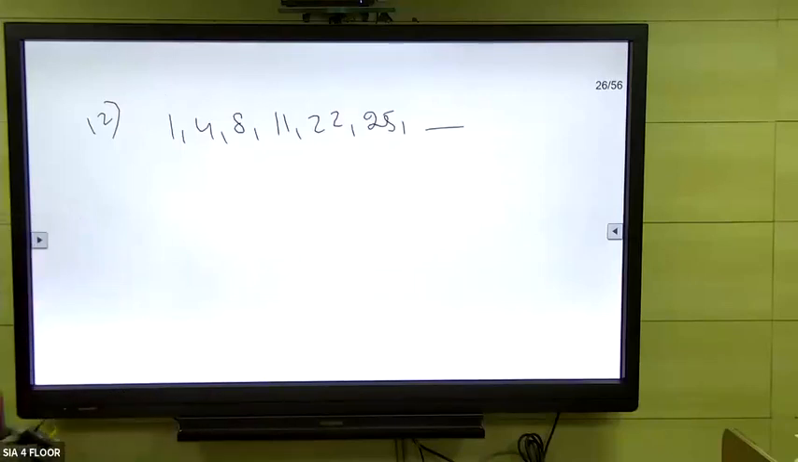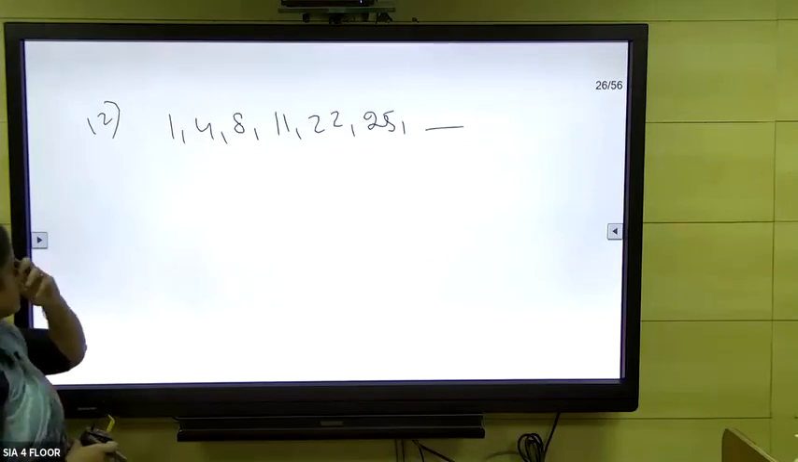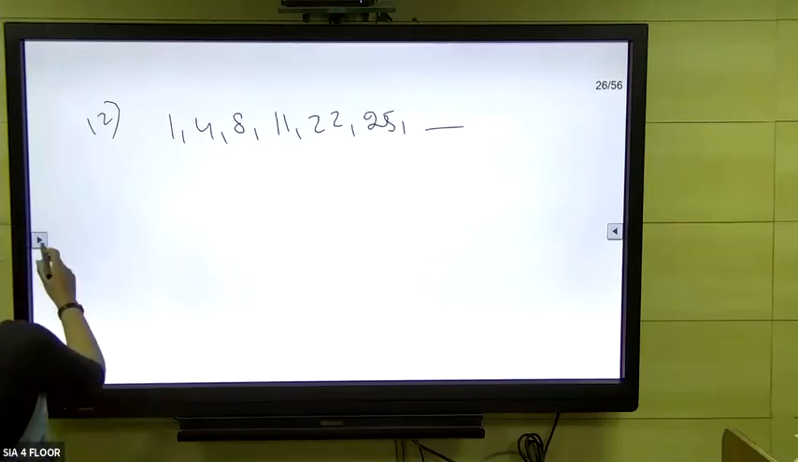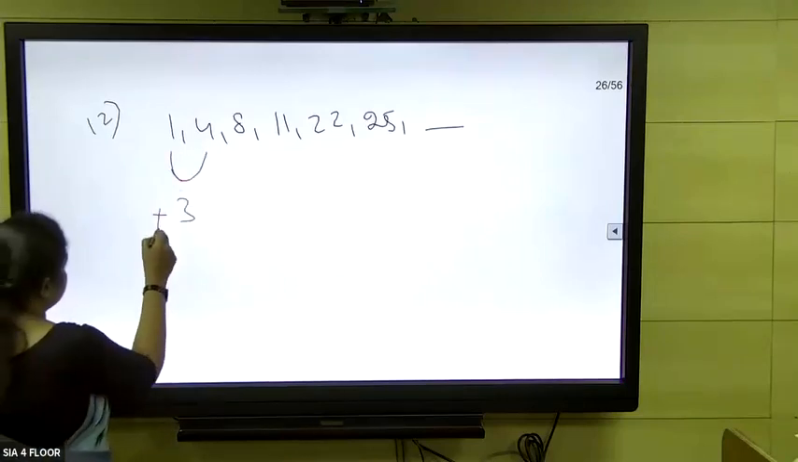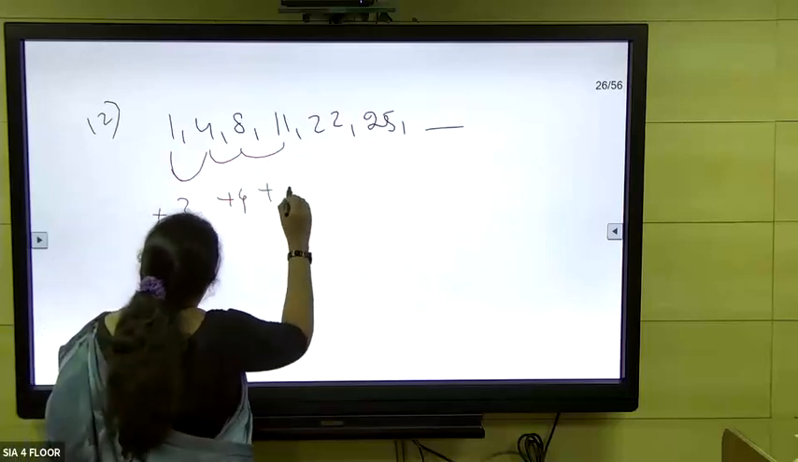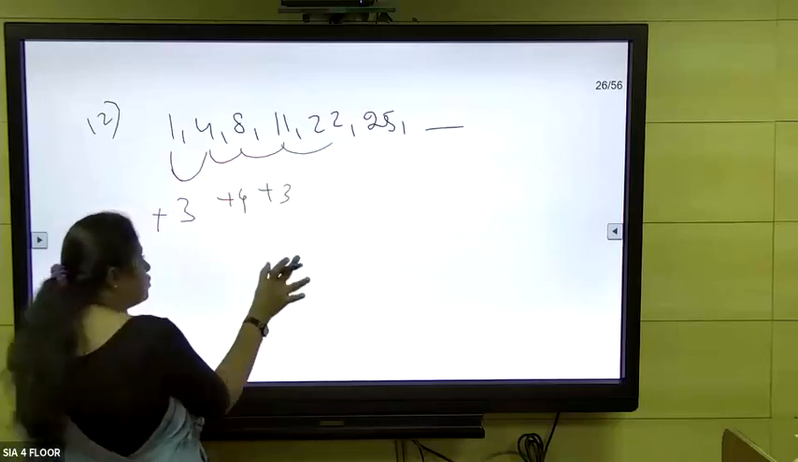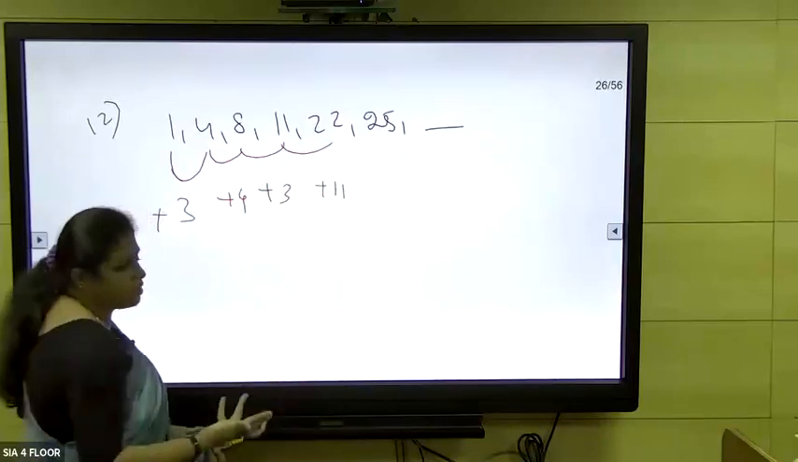Okay, so as I said, it's a very slow increase. But generally what we'll do is take the difference. Here the difference is 3, that's addition of 3. Here it's addition of 4, and here it's again addition of 3. So till this it's going well with the logic, but here it's 11, so it's breaking the logic. There is no logic at all.